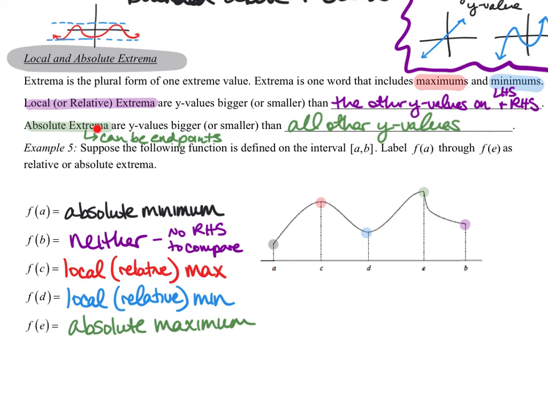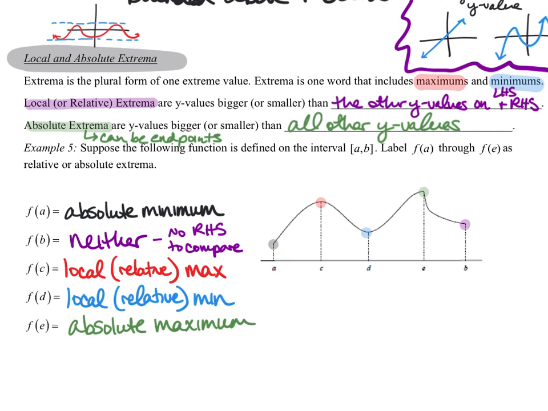An absolute extrema are the biggest or the smallest of the local or relative extrema. So it's bigger or smaller than all other values. This one can be an endpoint because you know that it's the largest or the smallest of that function. So if we see here, please notice that these are out of order, but I've color-coded them for you. Letter A, that's an absolute minimum because that's the lowest that it goes.